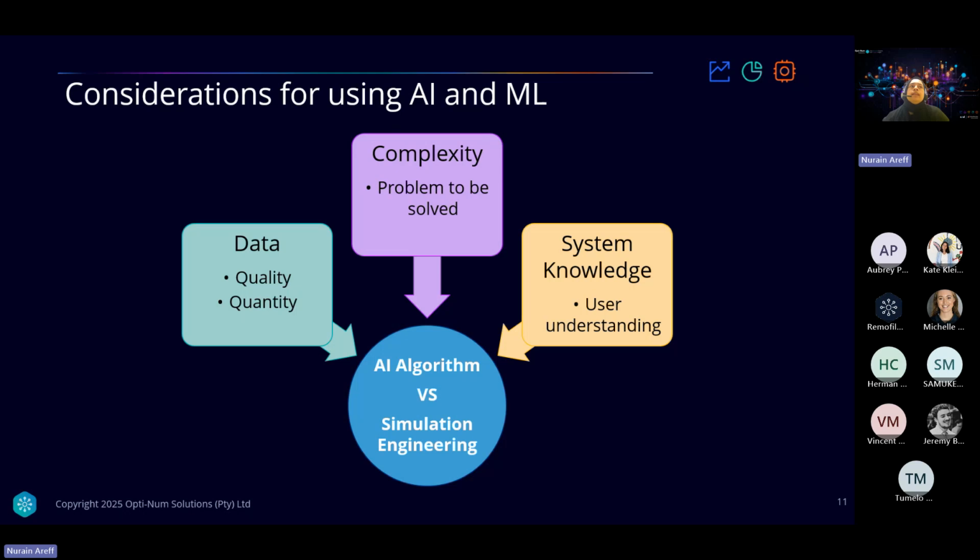And the final one would be system knowledge. If you are modeling any system, whether it be with simulation or with machine learning or AI, you need to have some sort of system knowledge. But with machine learning, you don't need a deep understanding of the physics laws and principles. You can have a slightly lesser understanding of these laws, but you need to understand how the data is related to each other to create the model. But with simulation engineering, as I said before, you need to have a very deep understanding of the physics laws.